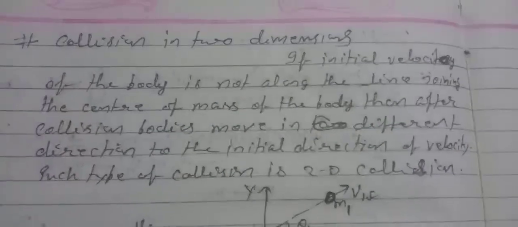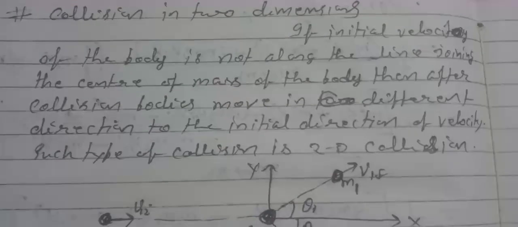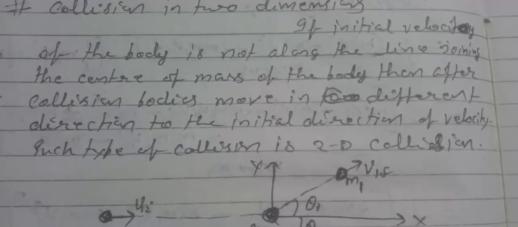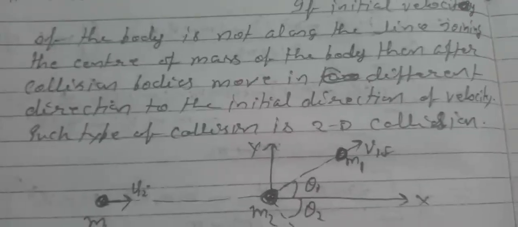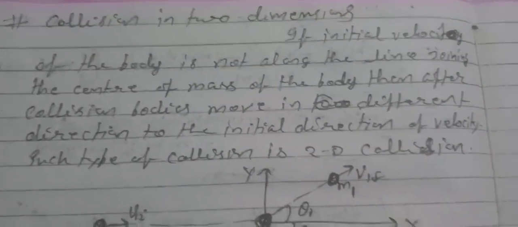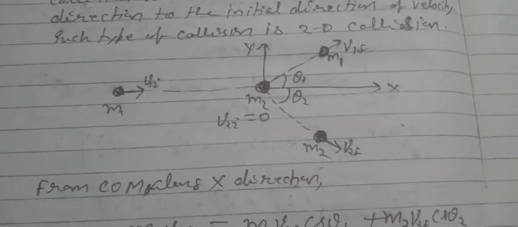Collision in two dimensions. If the initial velocity of the body is not along the line joining the centers of mass of the bodies, then after collision the bodies move in different directions to the initial direction of velocity. Such a type of collision is a 2D collision. The situation is shown in the figure.